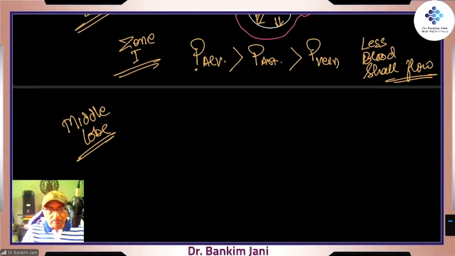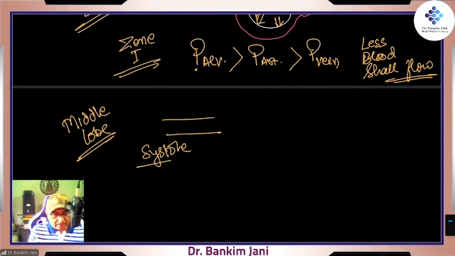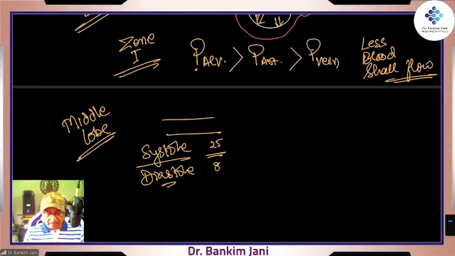In case of the middle lobe, now the middle lobe is like this. In the middle lobe, this is like a straight line, right? Straight away it will go. So over here you will get the benefit. The benefit is that the pressure would keep on changing from the systole and the diastole. So in systole, what's the pressure? It is about 25. And in diastole, the pressure is about 8. So over here, this is a high pressure.